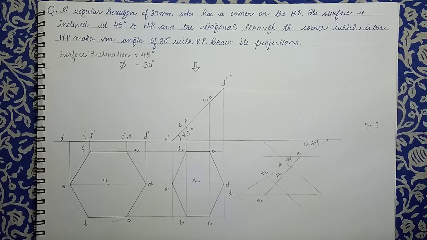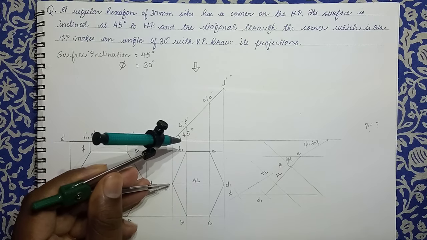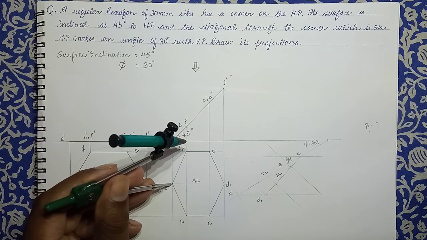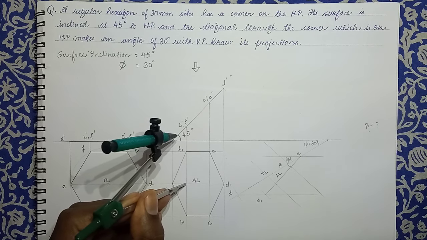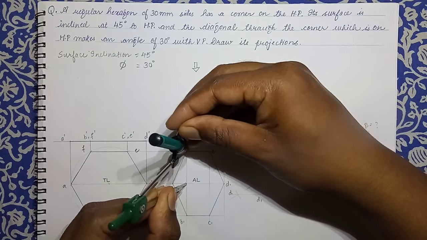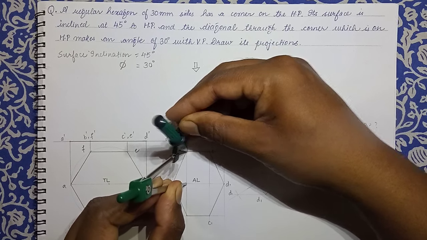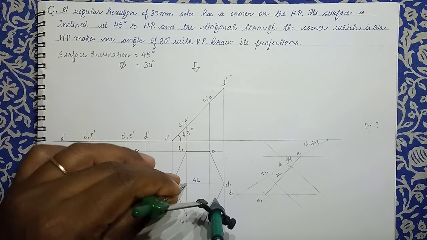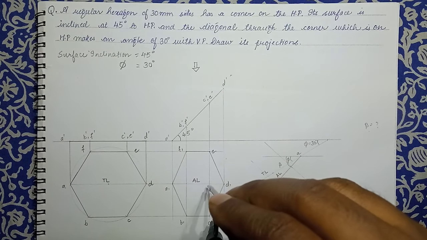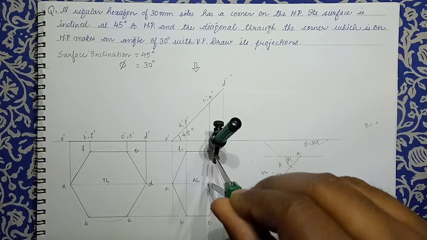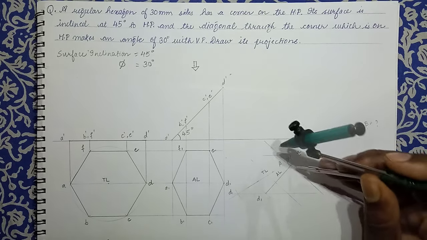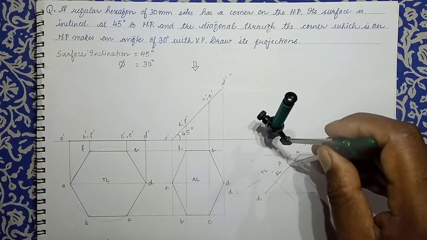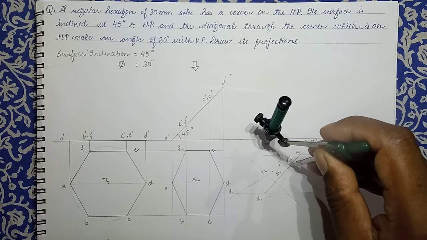So the next procedure is we take this distance and you can take this distance on this diagonal, right? So we take this distance of A. So this distance is equal to distance of B1, distance of C1 and E1, right? So what we can do is we can cut the points accordingly.